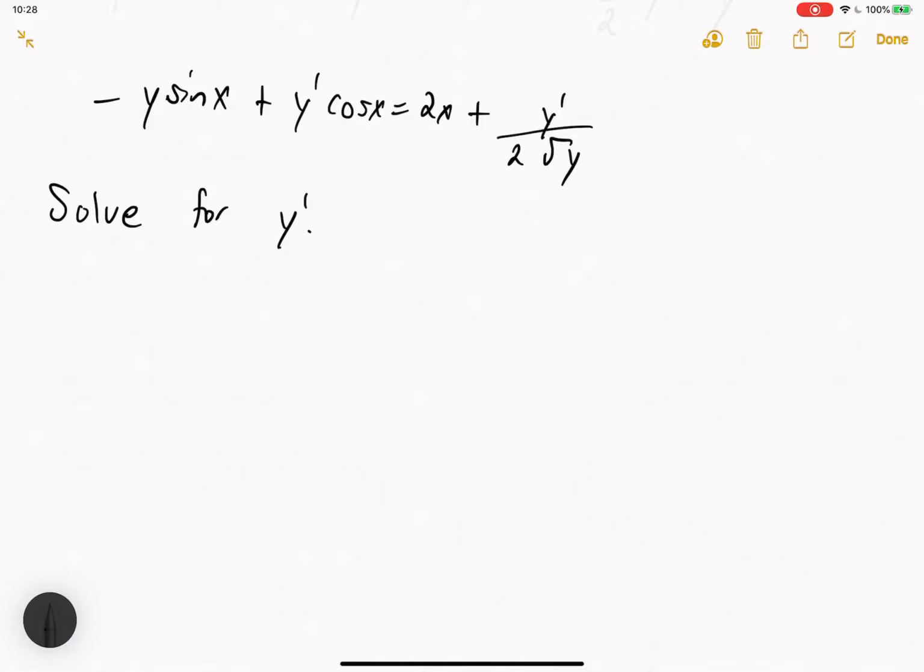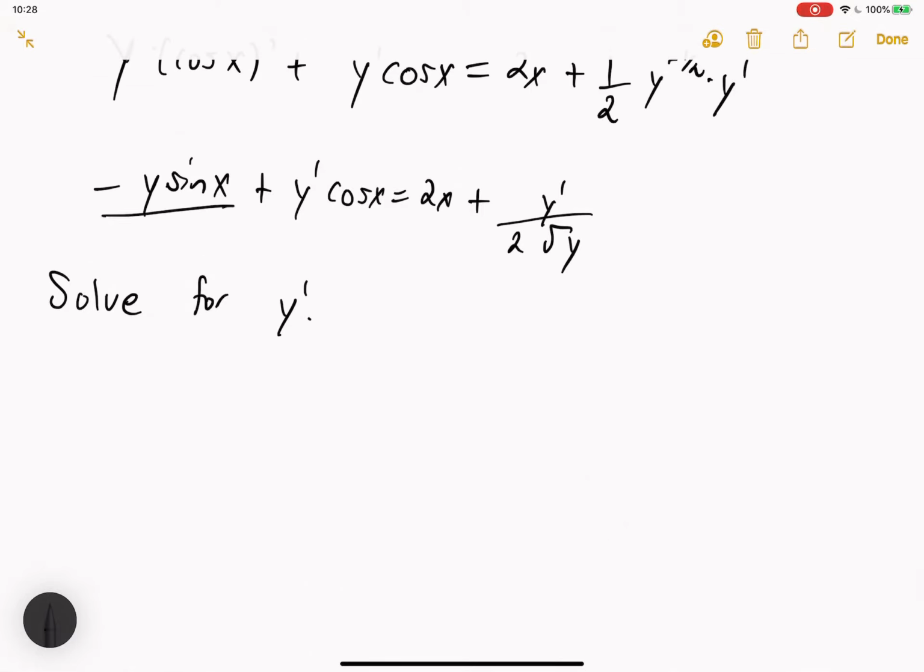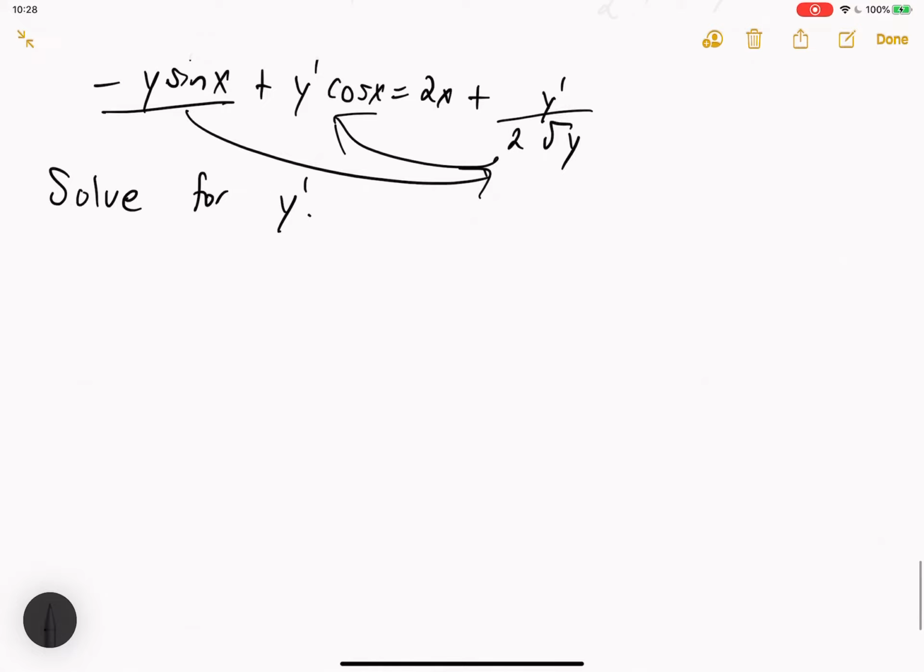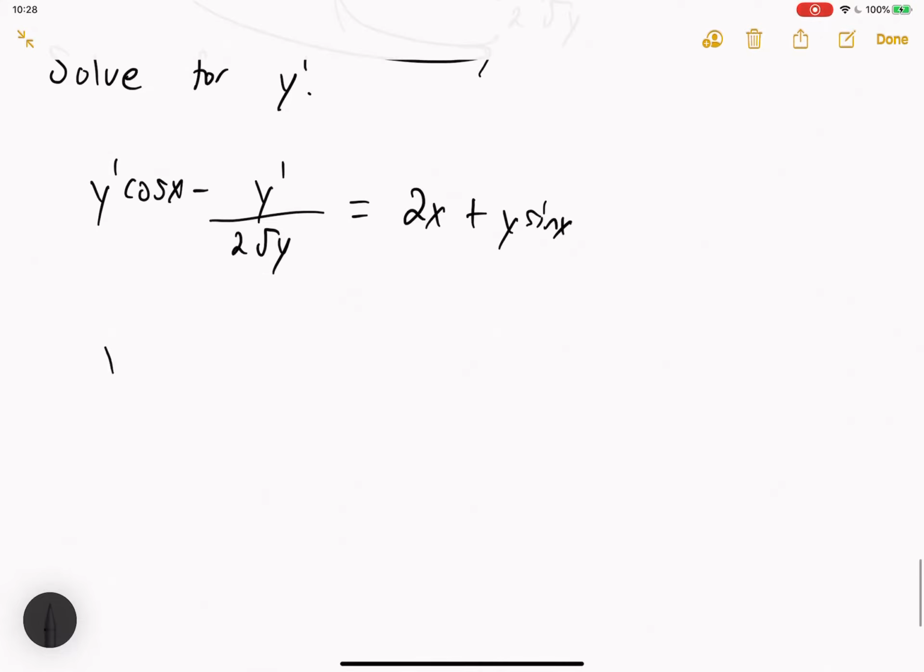Okay, so now we're just gonna be solving for y prime. So we're gonna move this to the other side, move this over here. Basically put y primes on one side, move everything else to the other. So what we get is y prime cosine of x minus y prime times 1 over 2 square root of y is equal to 2x plus y sine of x. And let's factor out that y prime to get y prime times the quantity cosine of x minus 1 over 2 root y is equal to 2x plus y sine of x.